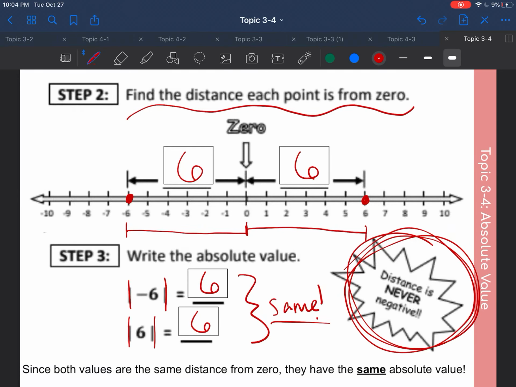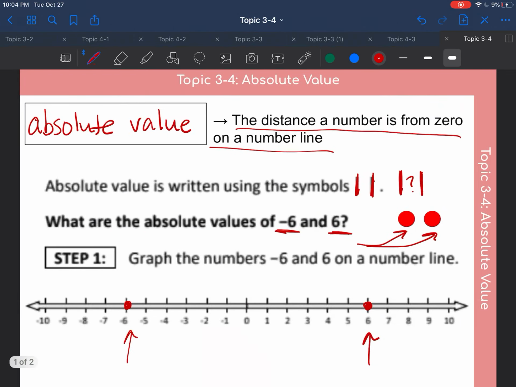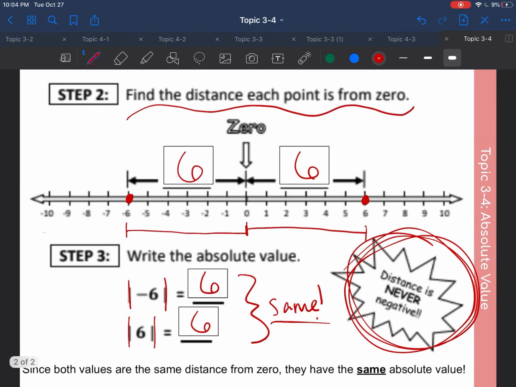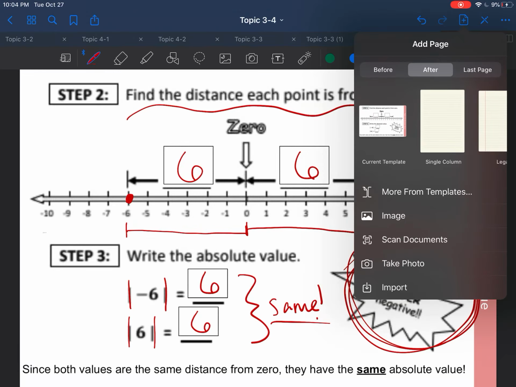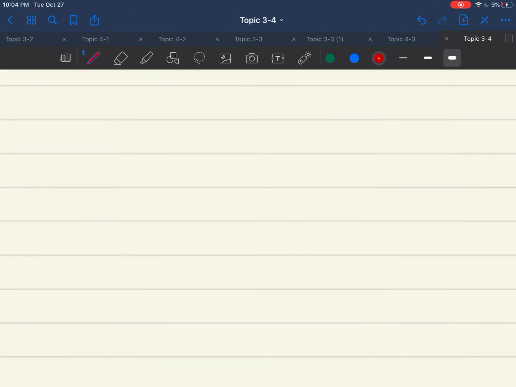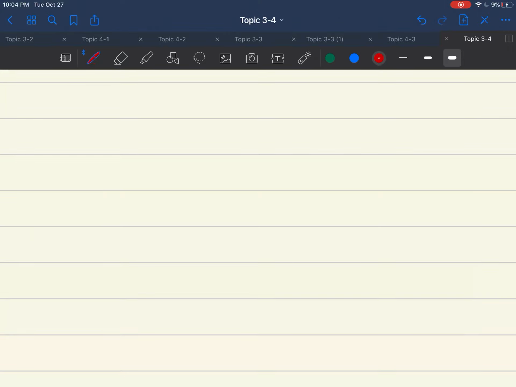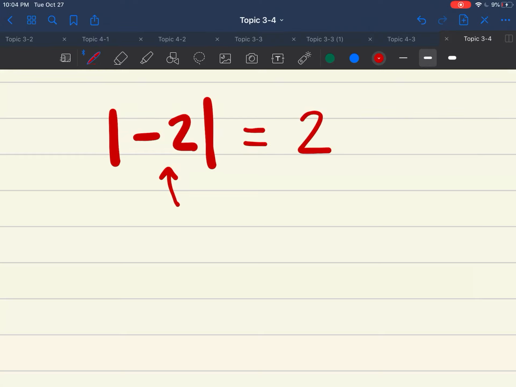So very quick lesson on absolute value, okay? It's really just finding the distance away a number is from 0 on a number line. So I'm going to do a little example. So let's say I have the absolute value of -2. What is the absolute value of -2? Meaning, how far away is -2 from 0? Well, -2 is 2 away from 0. So the absolute value of -2 is equal to 2.